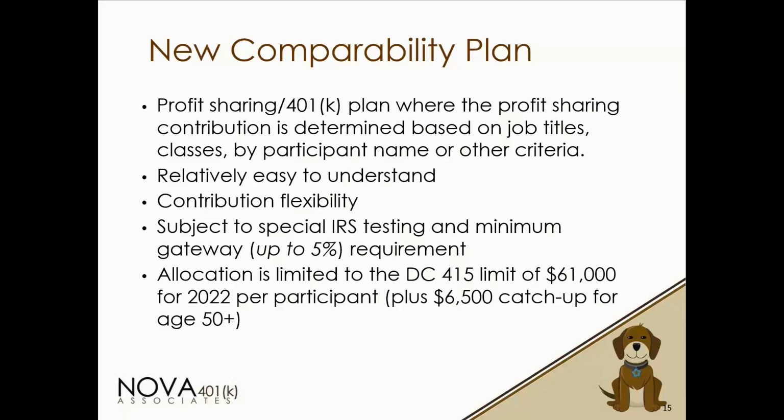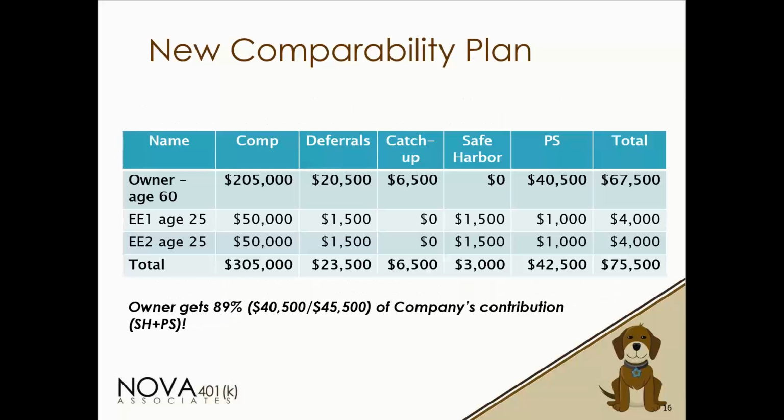But because it's a DC plan, there is an annual limit on the contributions that can be put in. So for 2022, that limit is $61,000. So that's all in. That's deferrals. If I defer some money and you match that money and you give me a profit sharing, all of that has to be $61,000 or less. If I'm over 50, I can put in a $6,500 catch up as well. So we're limited on the dollar amount in these plans, which we'll see changes when we introduce a defined benefit plan.